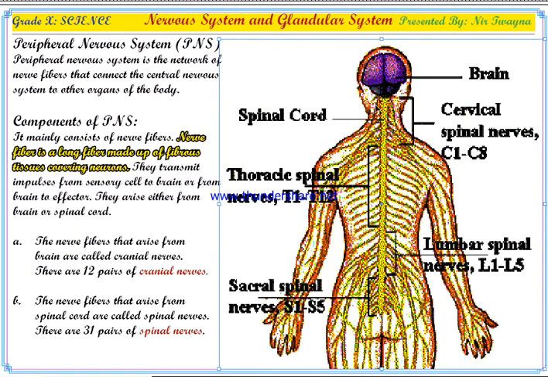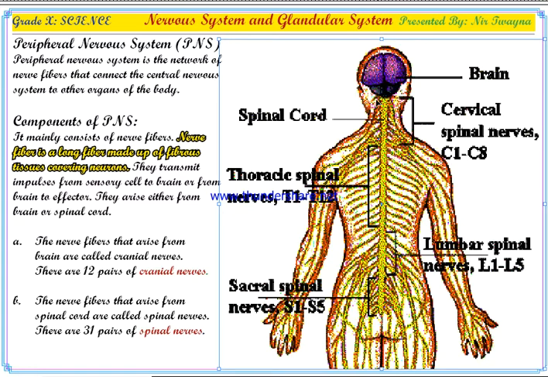Among these nerve fibers, some are coming out of the brain. You can see some of the nerve fibers are coming out of the brain, and some are coming out of the spinal cord. Those nerve fibers that are coming out of the brain are called cranial nerves, and those nerve fibers that are coming out of your spinal cord are called spinal nerves. Cranial nerves and spinal nerves.